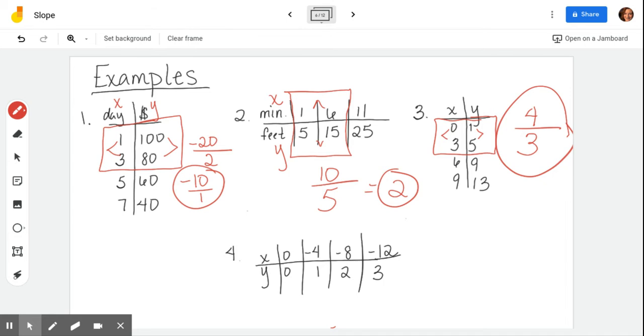The slope determines how slanted your graph is, how steep or how shallow. That's all based on its slope.